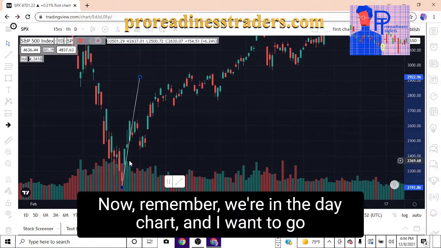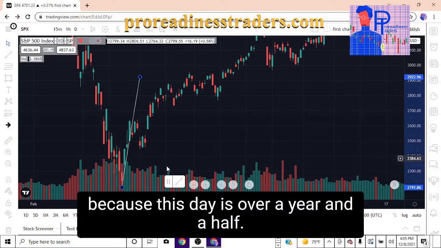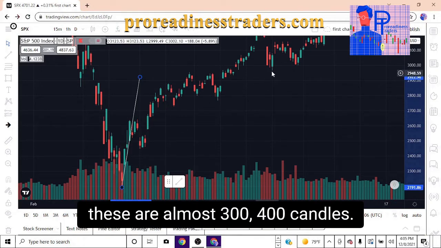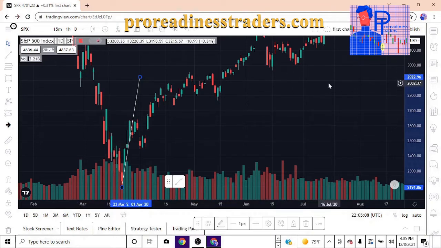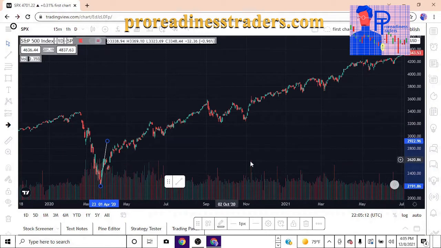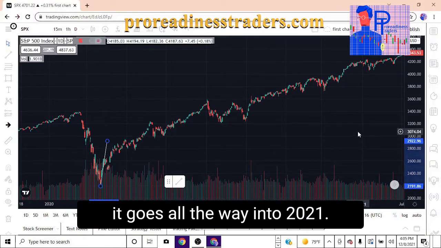Now, remember we're in the day chart, and I want to go back and show you what that looks like in the hour, because this day chart is over a year and a half. So it'd be fair to say that these are almost 300, 400 candles if we go back to our original size. Those are a lot of candles because that goes all the way into 2021.